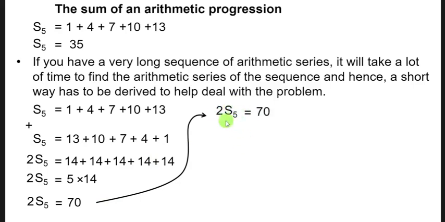Now we want to remain with s. We'll say divided by 2, divided by 2. So these two will cancel, all right? So remain with s5 is equal to 2 into 70, 35.